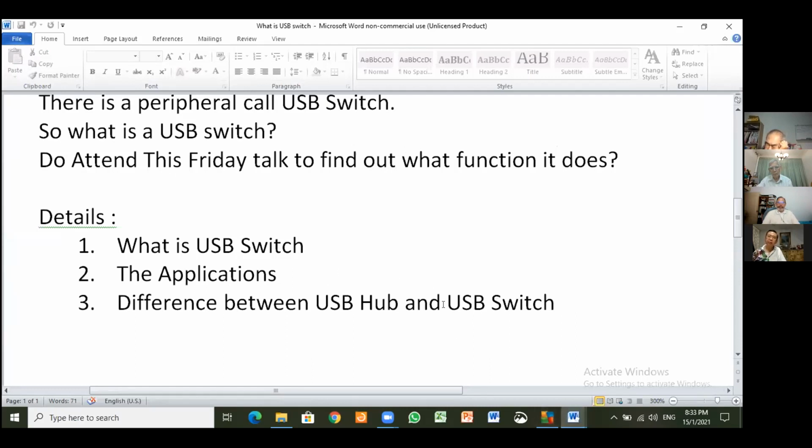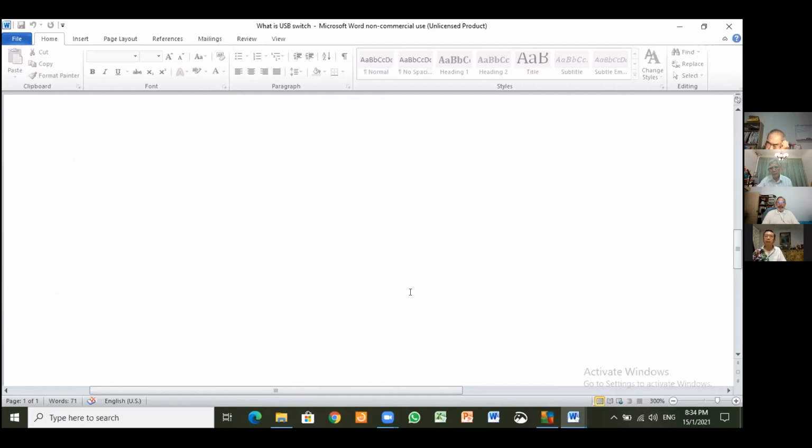So you can connect two PCs to a few devices, then you can switch. This USB hub is just one notebook, maybe one PC, connected to all the printers or everything. We talked about the hardware, and we already talked about the application and the difference. Any more things?